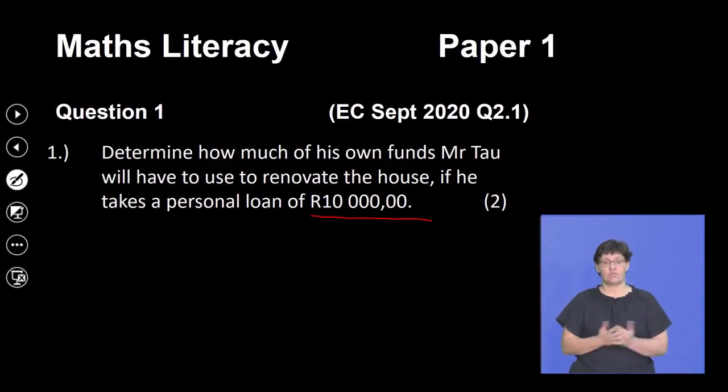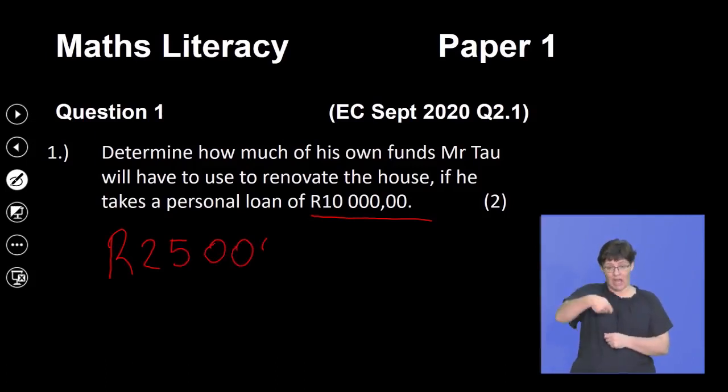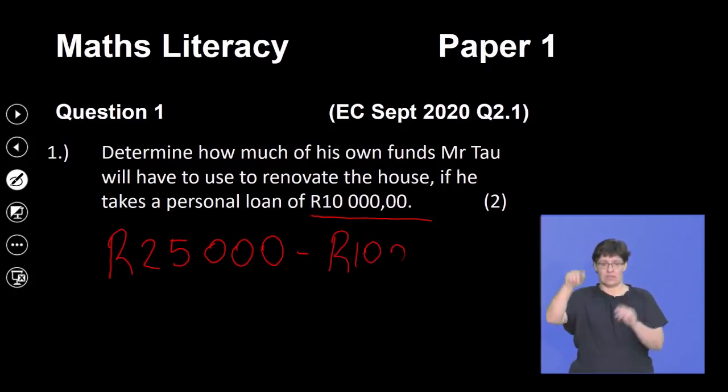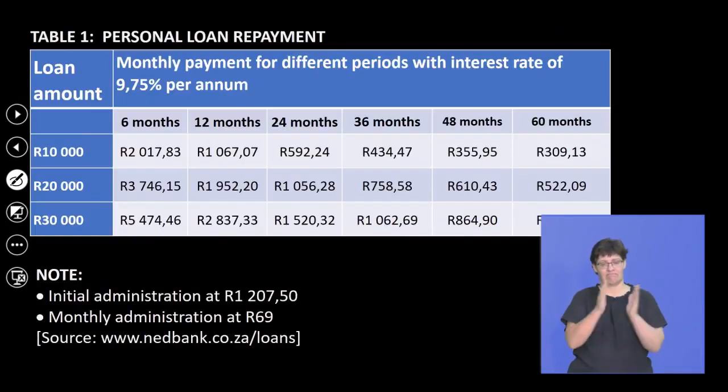So if we remember correctly, he needed to do renovations for 25,000 Rand. That was what his house renovation was going to cost. He's taking out a loan for 10,000 Rand, so all I'm going to need to do is minus the 10,000 Rand and see that he's using 15,000 of his own money. He's using 15,000 Rand. Have I answered the question as to how much of his own funds he's using? I have answered the question. Right, let's move on to the next part of the question.